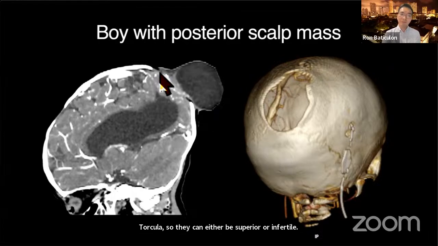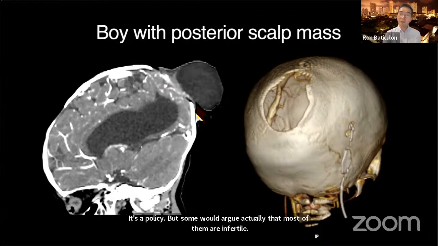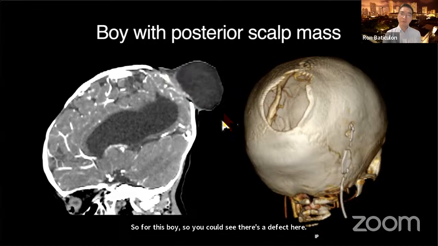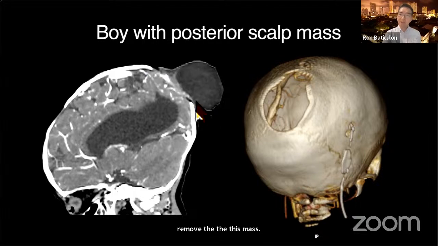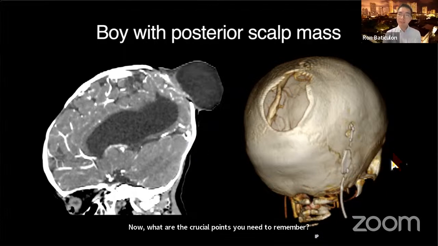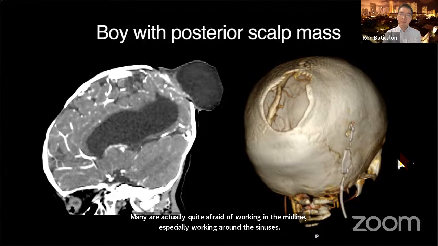For this boy, you can see there's a defect here. What would be your goal here? The goal is not just to remove this mass, but to repair the dural defect and the bony defect. Now, what are the crucial points you need to remember? Many are quite afraid of working in the midline, especially around the sinuses, but there are techniques to help you avoid catastrophic bleeding.